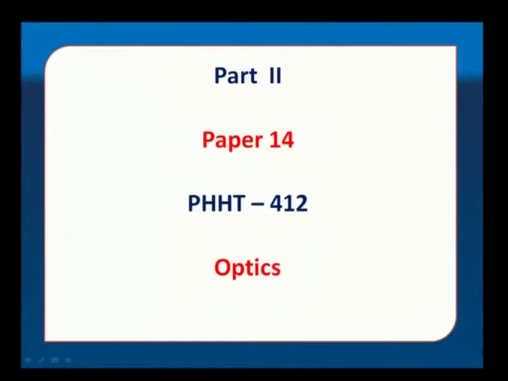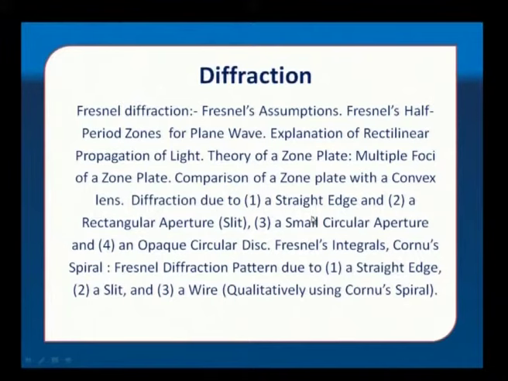Welcome to the UGC lecture series intended for the BSc Honours Physics students. We are going through a series of lectures on optics, and especially the section on diffraction. We have been seeing how the diffraction pattern occurs when light is incident on a straight edge, small circular aperture, opaque circular disc, then the cornu spiral, and again narrow wire.